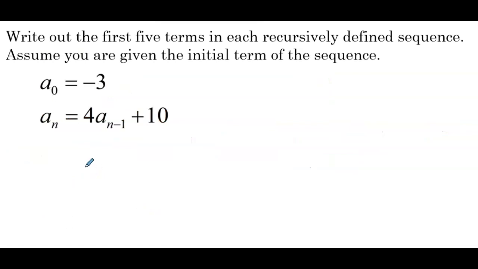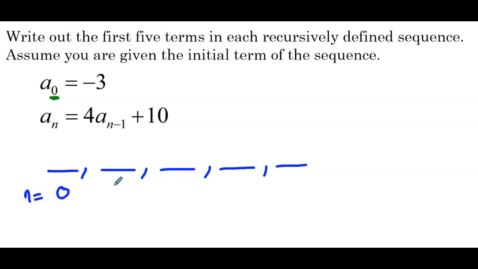Same directions. Now a sub 0 equals negative 3, and a sub n equals 4 times a sub n minus 1 plus 10. Okay, so we've done 2 things here. First, they've given us a sub 0. So that means that n equals 0 to start. If I draw out the 5 blank spaces, and I put the n value underneath, they're telling me to start at n equals 0. And then 1, 2, 3, 4.